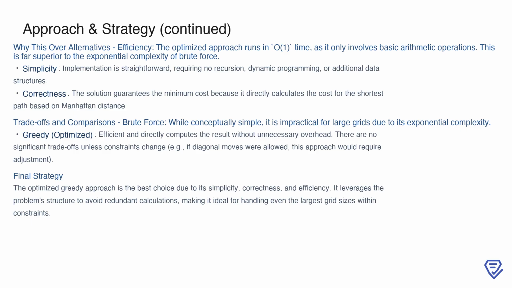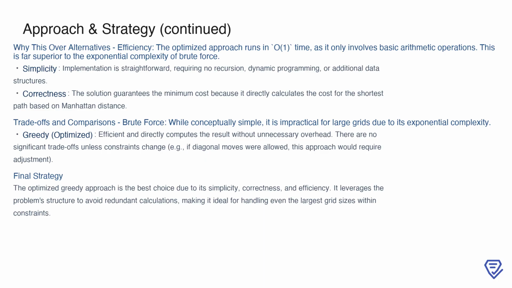The optimized greedy approach is the ideal solution for this problem due to its efficiency and simplicity. Unlike the brute force method, which is computationally expensive, the greedy approach runs in constant time, requiring only basic arithmetic operations. This makes it highly scalable, even for the largest grid sizes. The implementation is straightforward, as it avoids complex techniques like recursion or dynamic programming, and it does not require additional data structures. Beyond simplicity, the solution guarantees correctness because it directly calculates the minimum cost based on the Manhattan distance and the given movement costs.